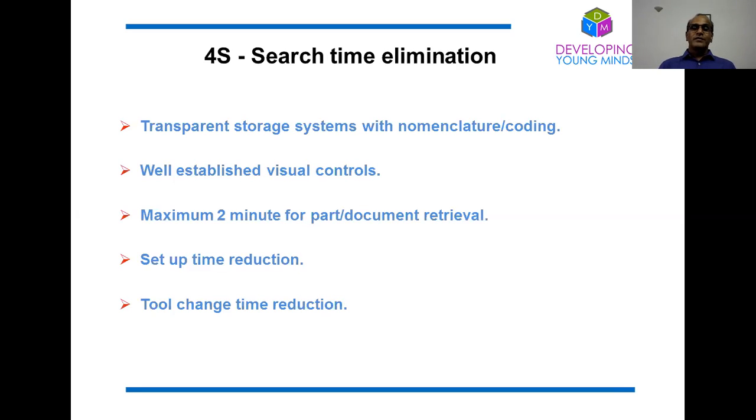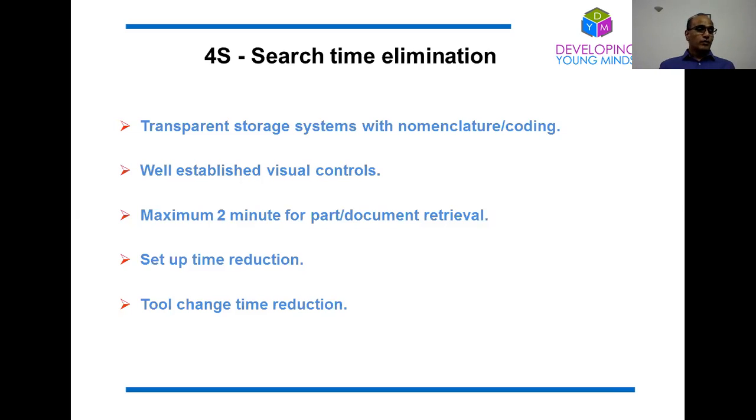What is the fourth S? Basically, it is to eliminate searching, right? So if you have a storage that is very transparent, it is very easy to look at the components in the stores or on the shop floor. In today's world, everything is coming through barcodes, and Industry 4.0 talks about a lot of things, right? Where you have QR codes and other things, where we have augmented reality. There are so many new things coming in terms of how to avoid searching, right? That is the way the world is moving now.